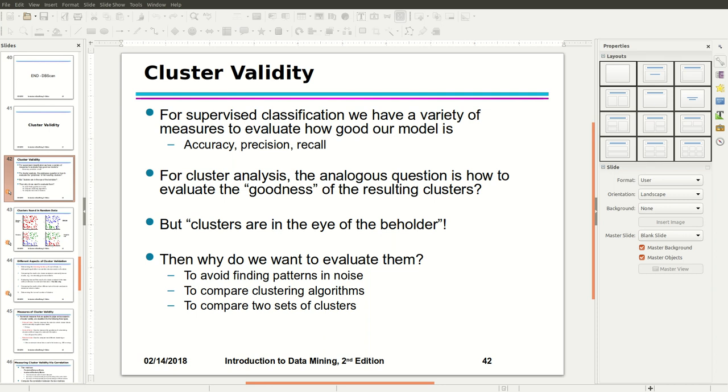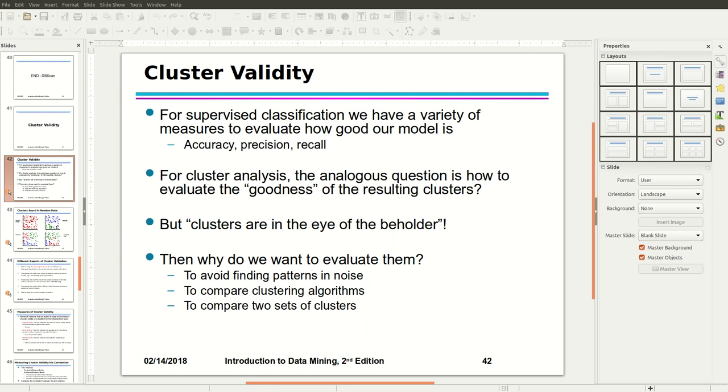Why do we need to evaluate them? Why do we need to know the validity of a cluster? Because we would like to avoid finding patterns in noise. We may want to compare clustering algorithms, or we may want to compare the output clusters, to tell if one clustering is better than the other one.